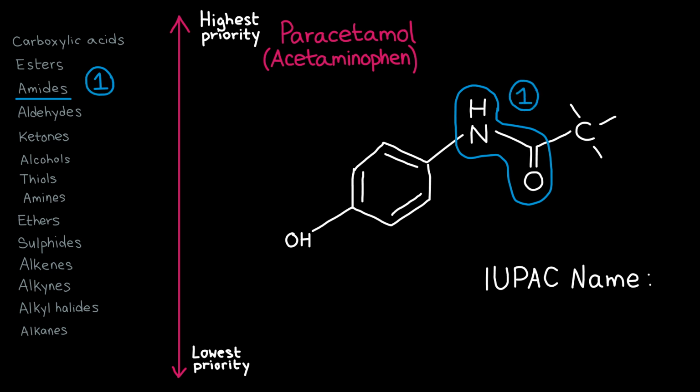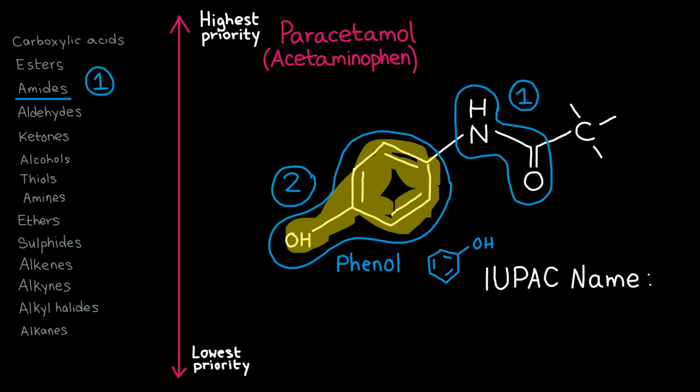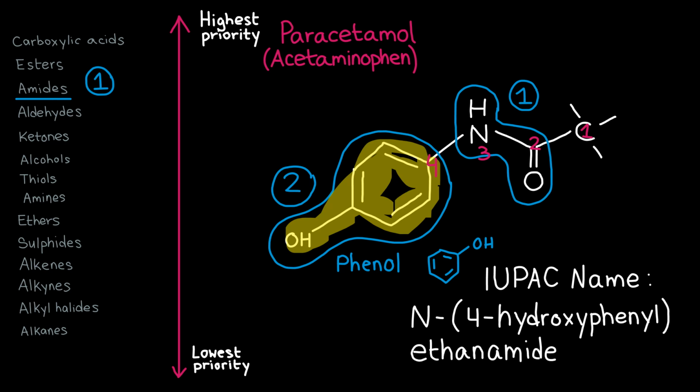Looking down the priority continuum, none of these functional groups are in the molecule. But there is one that isn't listed. This right here is a phenol, and it looks kind of like this. So this is going to be the substituent, and it actually falls below amides in the priority list. So this molecule, paracetamol, is going to be an amide. So second priority, and this is going to be the substituent. Final IUPAC name. Looking at the carbons, this is going to be N-4-hydroxyphenyl ethane amide.